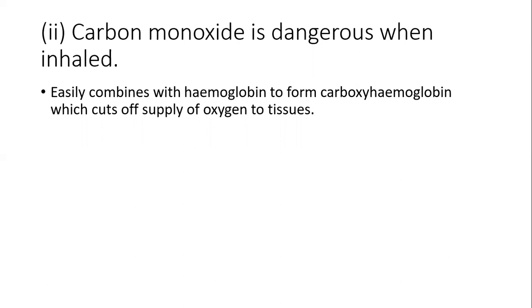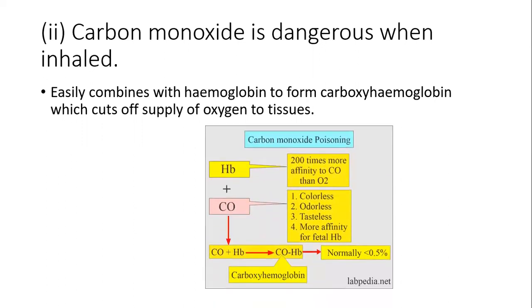Okay, so carbon monoxide. Here you can see carbon monoxide poisoning. Hemoglobin has 200 times more affinity to carbon monoxide than oxygen, 200 times. So this carbon monoxide is odorless, colorless, tasteless, and it has more affinity to hemoglobin, and it forms carboxyhemoglobin. Carbon dioxide will form carbaminohemoglobin.